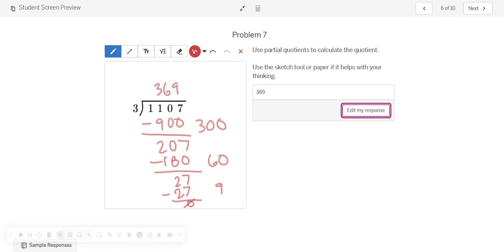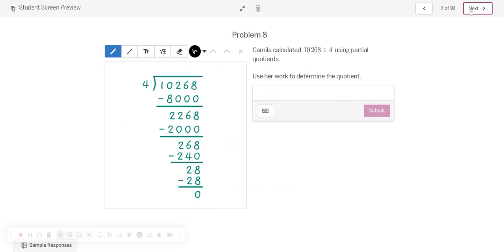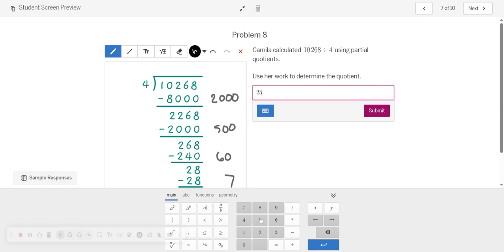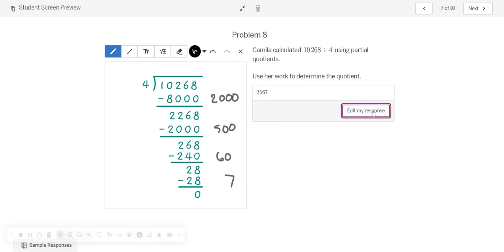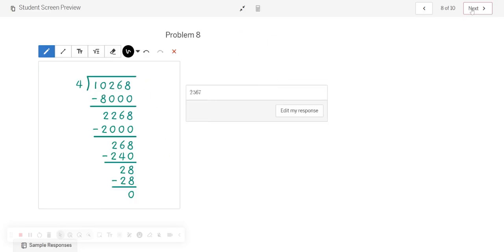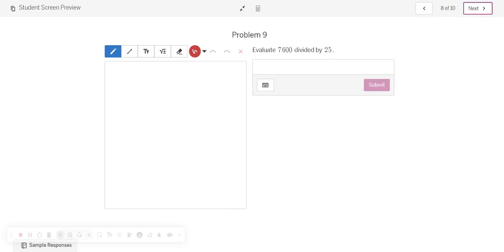We got a couple more of these long divisions. Ooh, they show me this one. That would be like 2,000, 4 groups of 2,000. This would be 500. That's 67. So I get that it is 2,567. And no decimals yet.